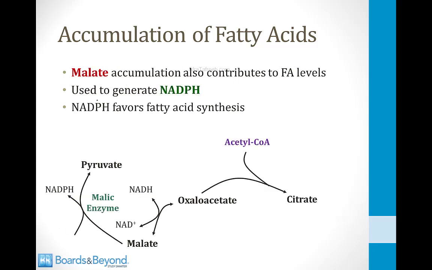Another reason that alcoholics accumulate fatty acids in their liver is because malate accumulates. Shown on the screen here is a portion of the TCA cycle, and recall that in the TCA cycle, malate is converted to oxaloacetate.